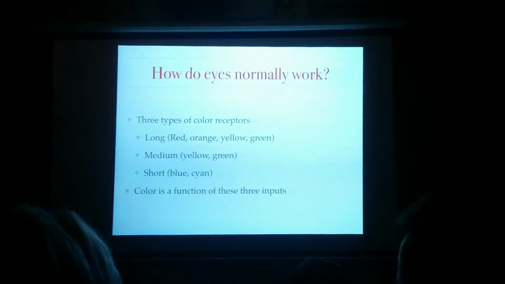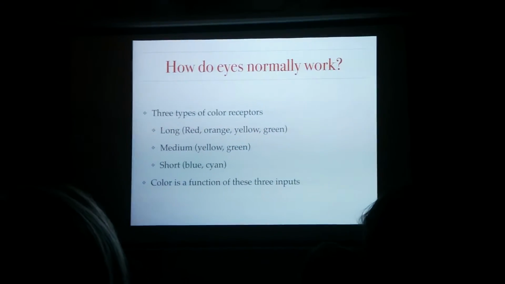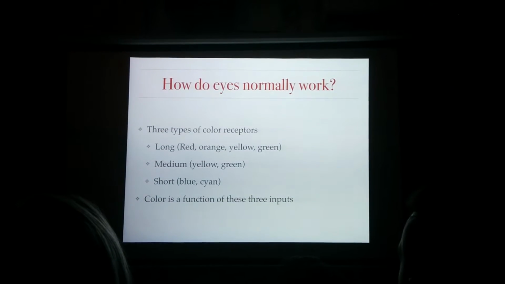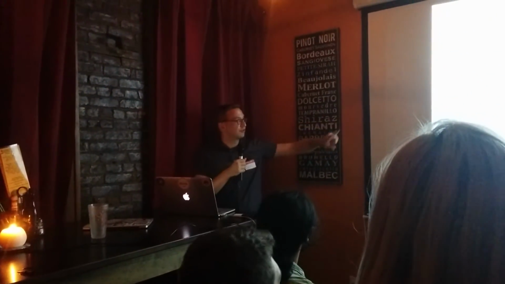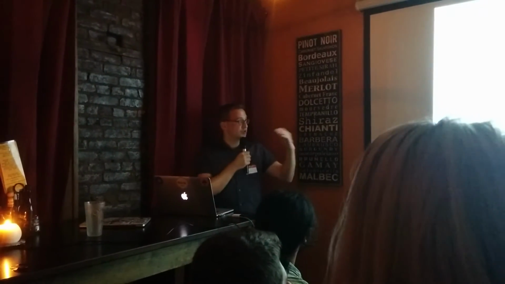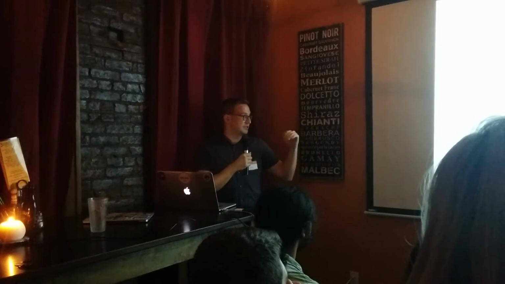So let's get into it. How do eyes normally work? All of you who can see color normally have 3 cone cells in your eyes that each detect different parts of the color spectrum. There are the long wavelength ones that detect the colors I listed here: red, orange, yellow, and green. You have medium wavelength ones that pick up yellows and greens very strongly. And you have short wavelength ones that pick up blue and cyan.